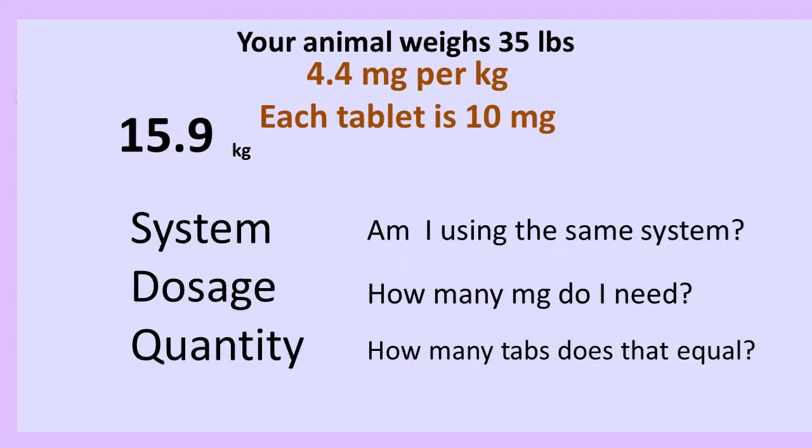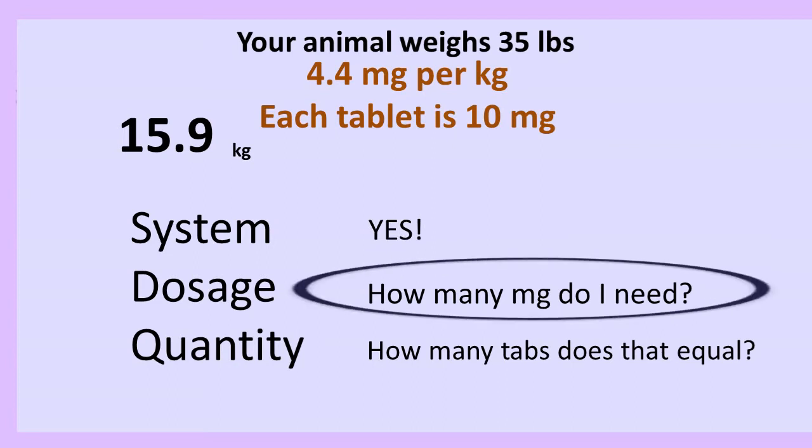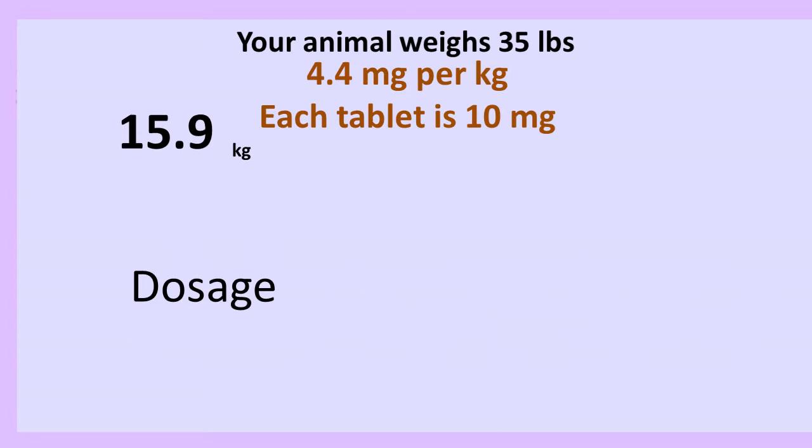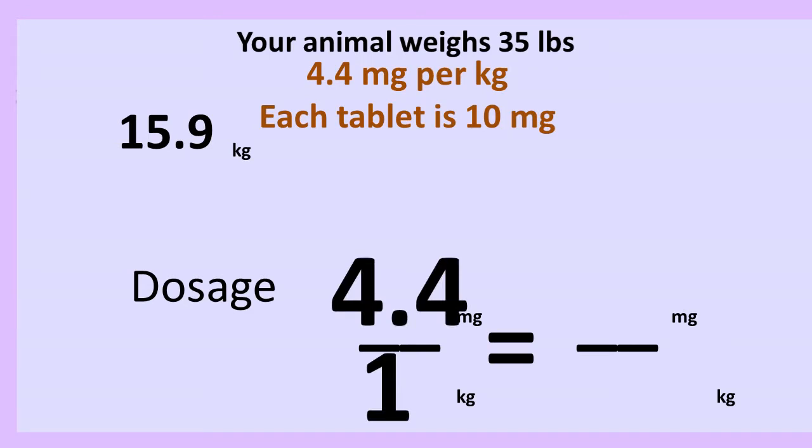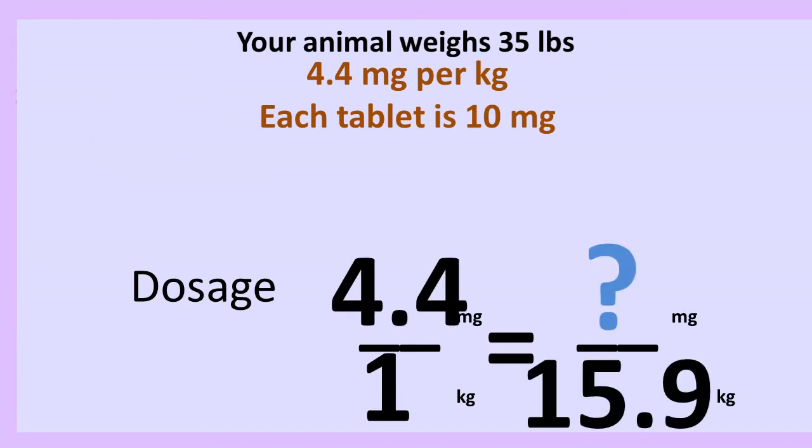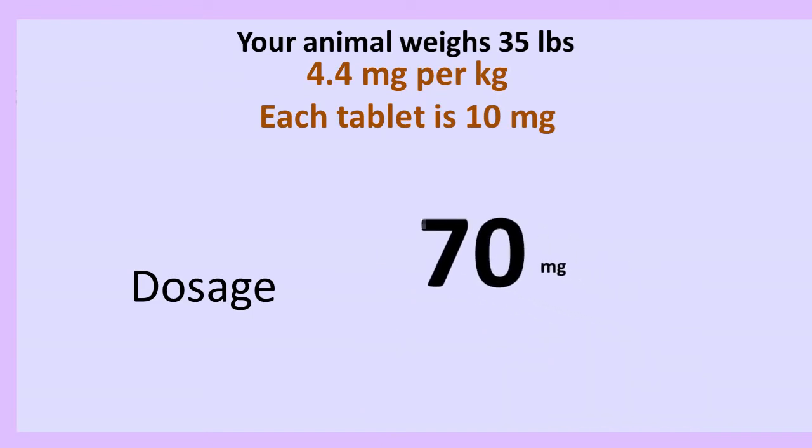So now we ask ourselves the safe drug questions. Am I now using the same system? Yes. Now we go to the next step. How many milligrams do I need? We set up the problem. We label the components. We put in the ratio that we know on one side. We add what we want to know on the other. And what's the answer? Now let's save it again.